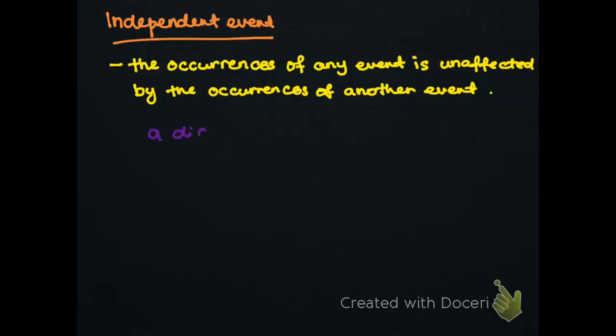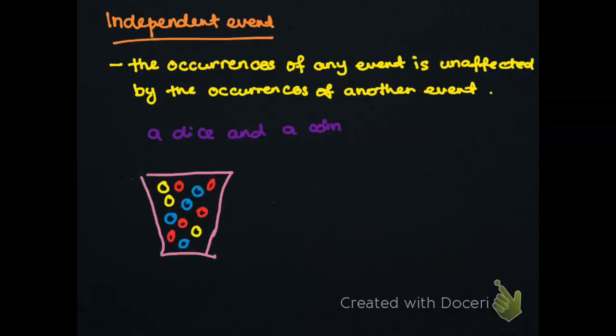I have a dice and a coin. Now I roll the dice and then I flip the coin. The outcome of the dice does not affect the result of the coin. If the value on the surface of the dice is 6, the coin will not give you the number 6. However, it gives you either tails or heads. So this is an example of independent event.